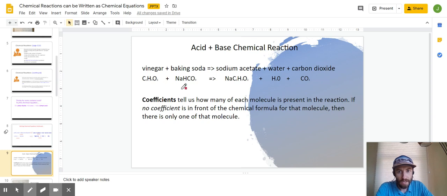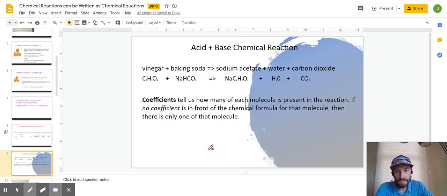C2H4O2 reacts with NaHCO3 to yield NaC2H3O2 and H2O and CO2. This next concept that I'm going to introduce is called a coefficient.